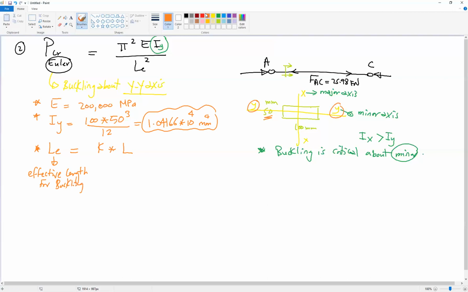And we said before, K is the buckling factor. And if you remember from last week, K equals 1, K equals 0.5, and K equals 0.7. 1 if the column is pinned, 0.5 if the column is fixed, and 0.7 if the column is fixed-pinned or pinned-fixed. Do you remember?